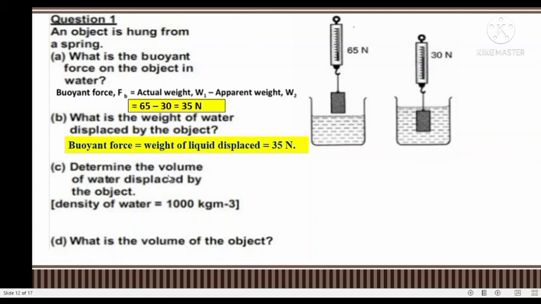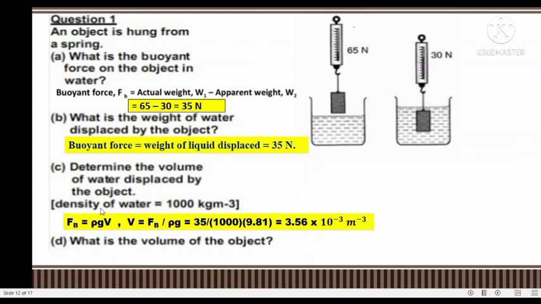Look at C. Determine the volume of water displaced by the object. Density of water is 1000 kilogram meter to the power negative 3. From the formula of buoyant force, Fb equals rho g V. V, the volume of water displaced, equals buoyant force divided by density of liquid and divided by g. In this case, for g we use 9.81. So 35 divided by 1000 times 9.81. Thus we get 3.56 times 10 to the power negative 3 meter cubed. So this is the volume of water displaced by the object.